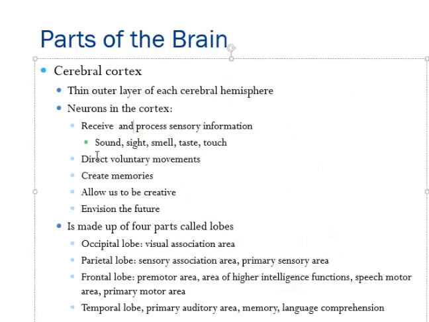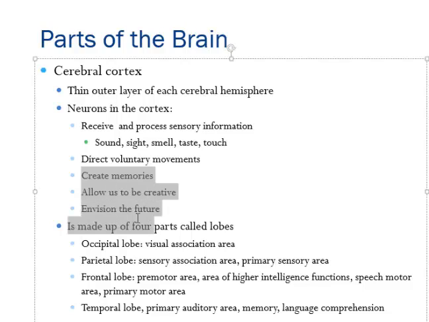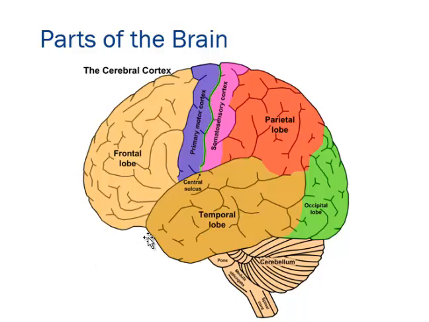The neurons in the cortex receive and process sensory information from the five senses. They direct voluntary movements. When you decide to do something, that thought is formed in your cerebrum. They create memories, allow us to be creative, and to envision the future. For example, I know that if I watch this crash course and study the PowerPoints, I will do well in this final exam. There are different lobes over here, and these control different functions within the brain. I don't even know how to pronounce these, so forget these.